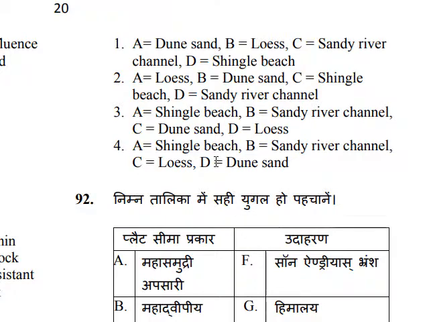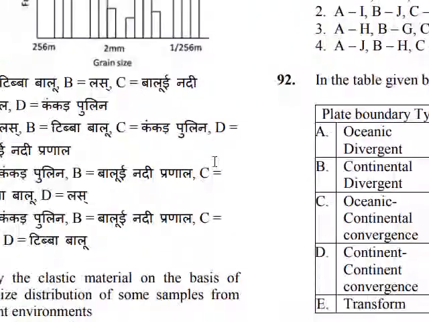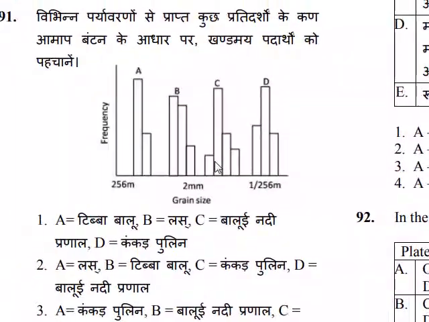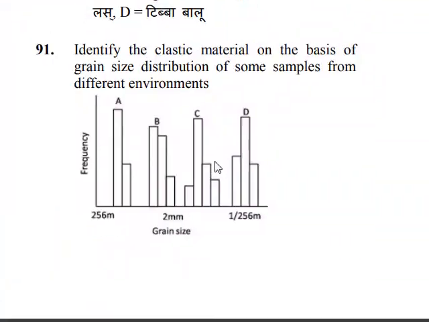Mainly A is the shingle beach, B is the sandy river channel, and C is the dune sand, D is the lowest. Mainly you can see in the figure. So here D is the lowest.